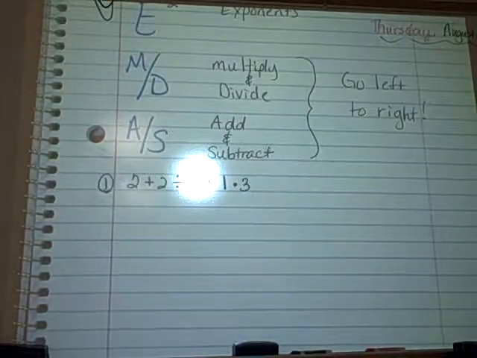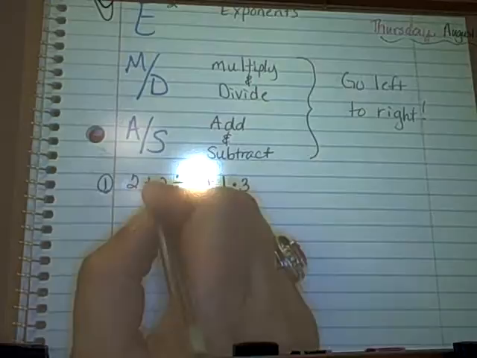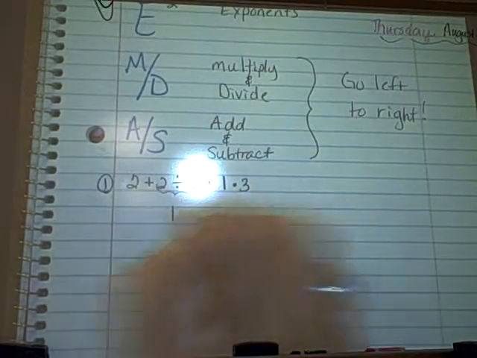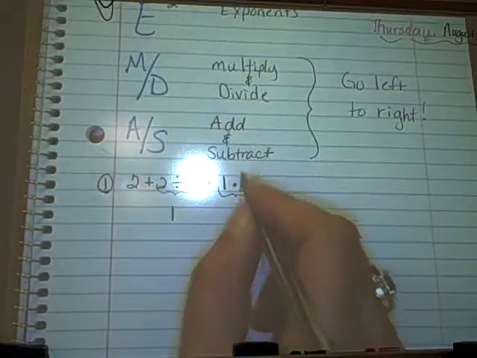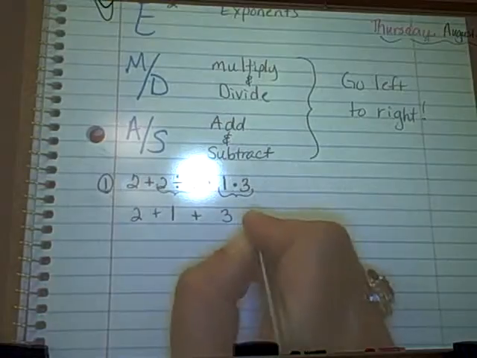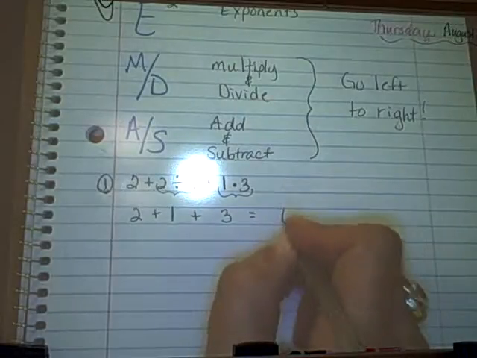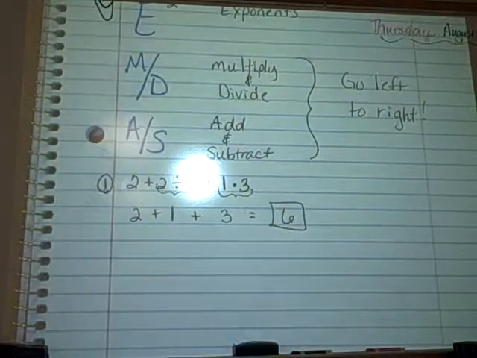Okay, so no parentheses, no exponents. I don't have to deal with either one of those. First thing that I come across is multiplication and division, right? So which one am I going to do first? Division, because it goes left to right. So we're going to take care of this. 2 divided by 2 is 1. And then we can do this. 1 times 3 is 3. And then bring down everything else. And then you just have addition. Just go left to right. 2 plus 1 plus 3. And you should get, hopefully, 6.